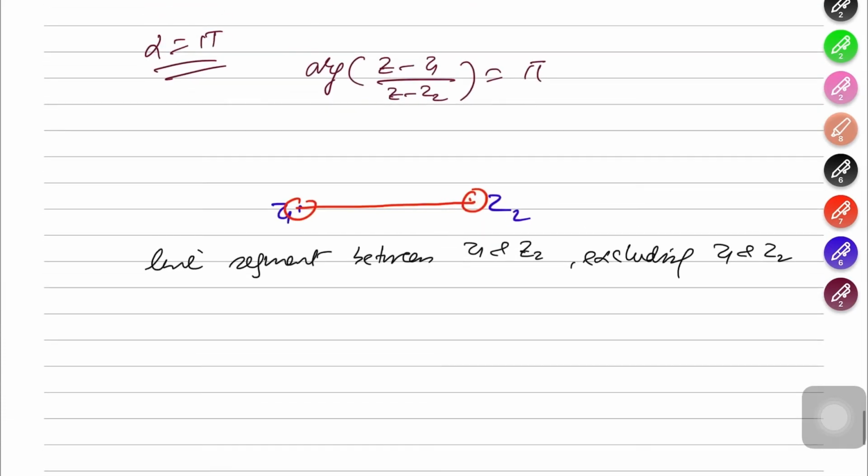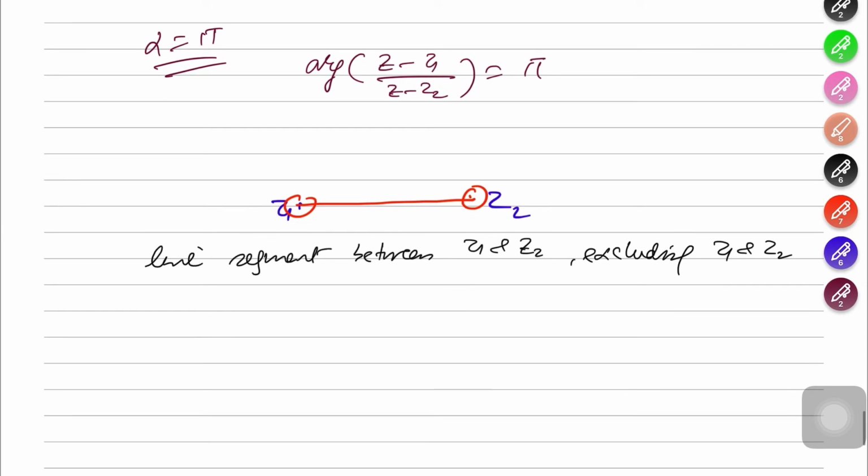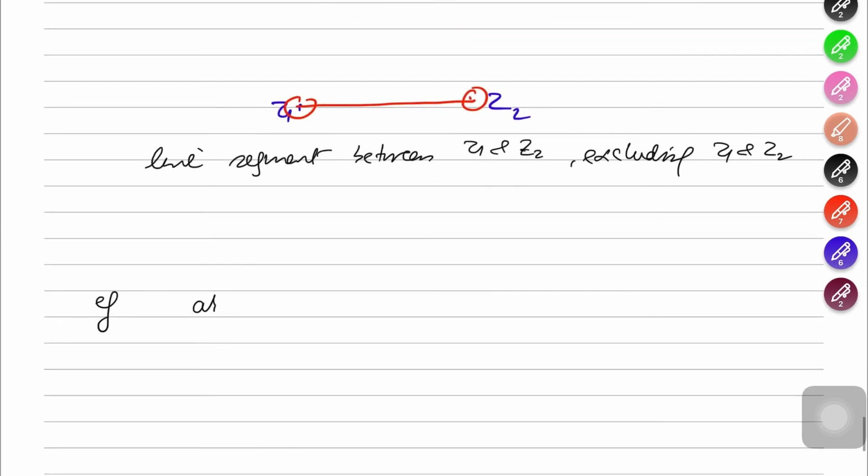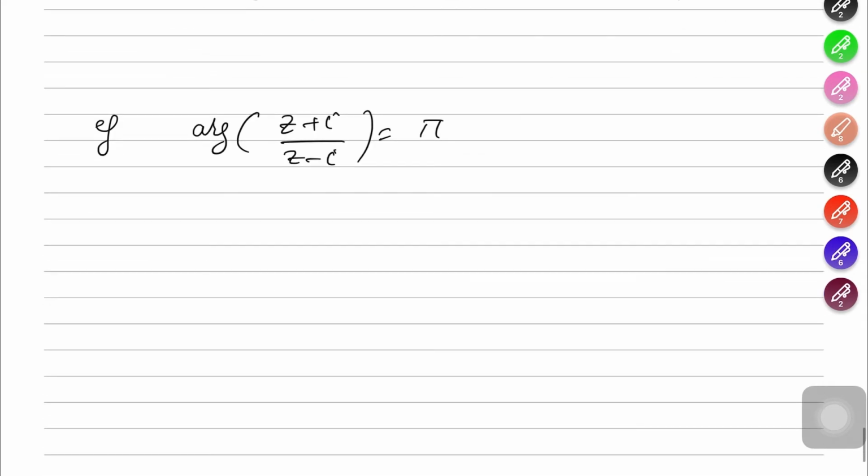Let's take one more question. Just one question, it's easy. Example: let's say the argument of z plus i upon z minus i is equal to pi.